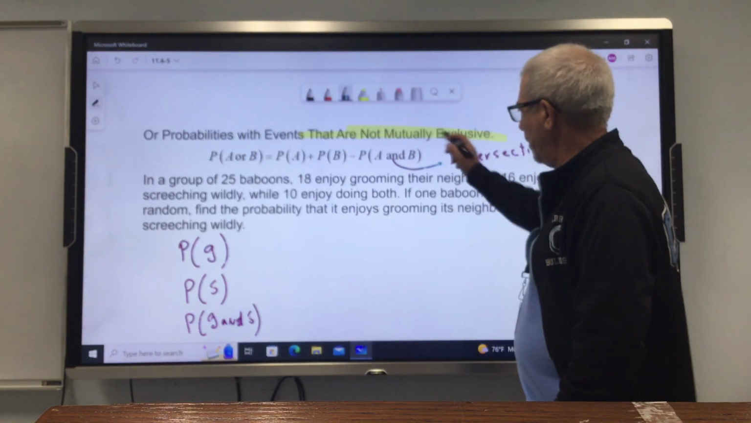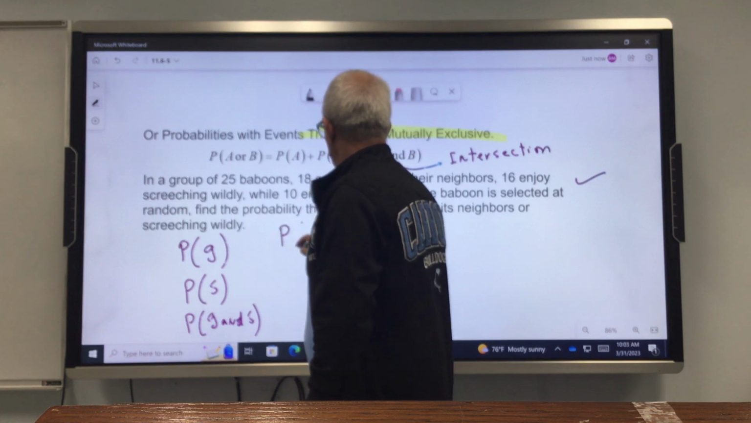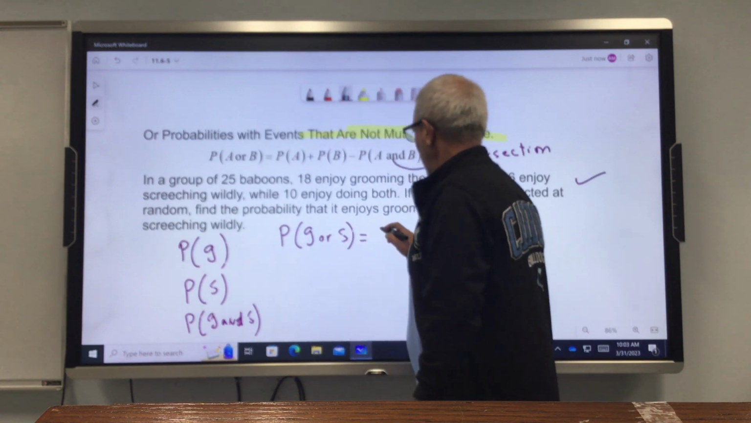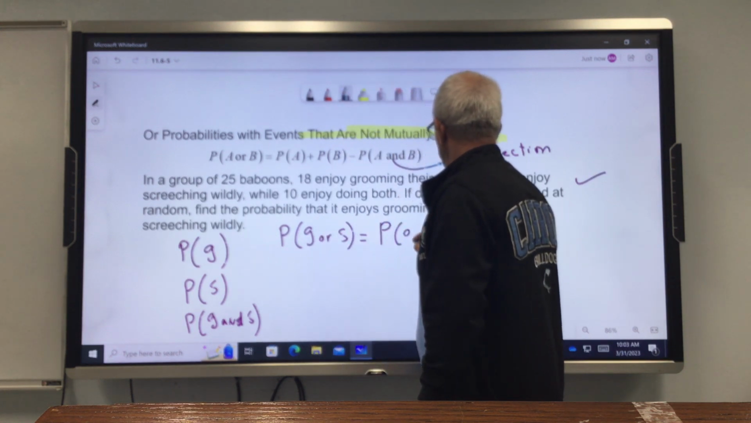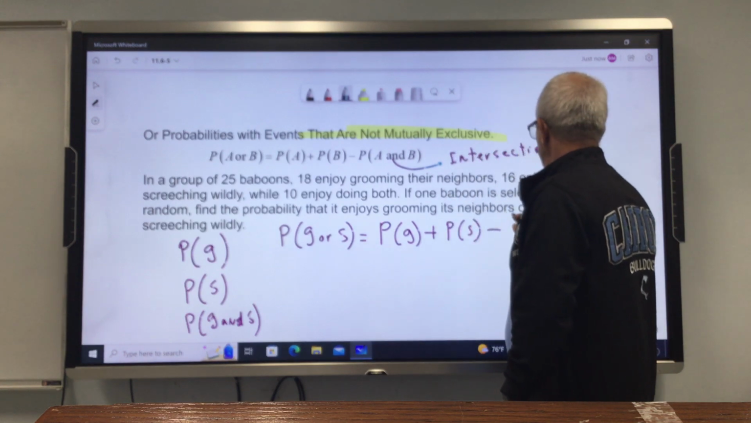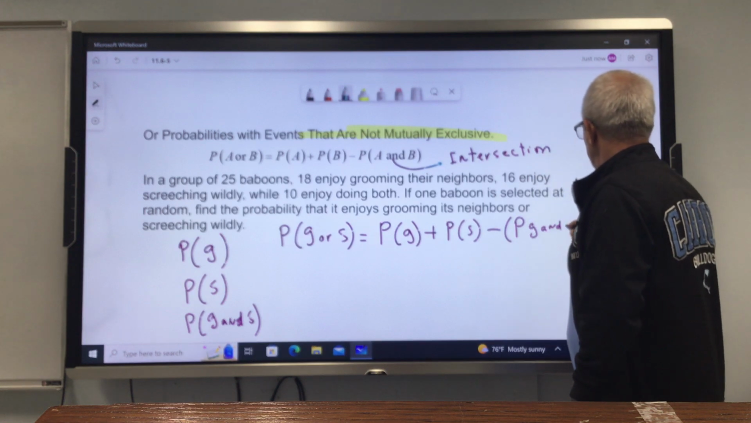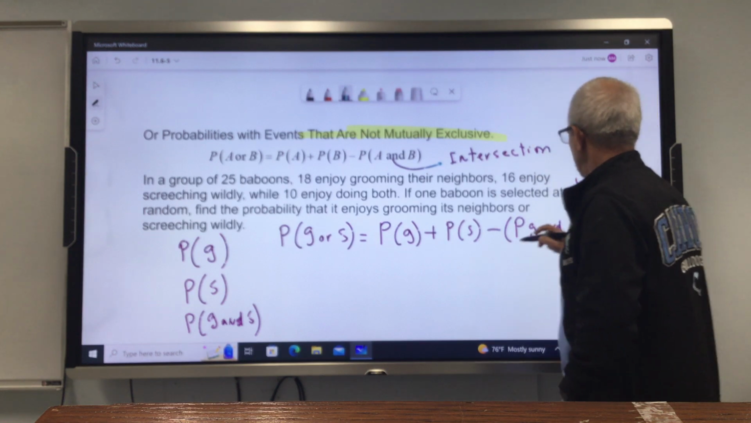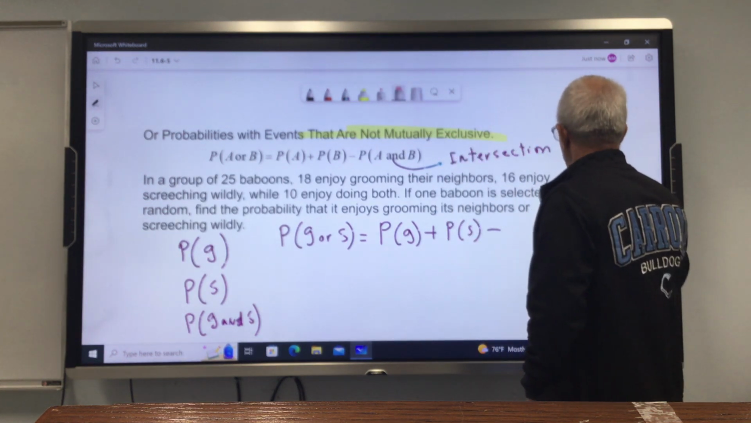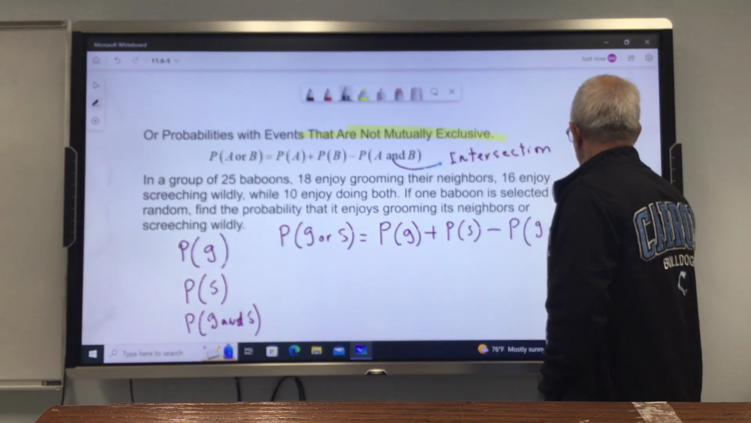Alright? Then if I apply that formula, then P(G or S) will be equal to P(G) plus P(S) minus P(G and S).